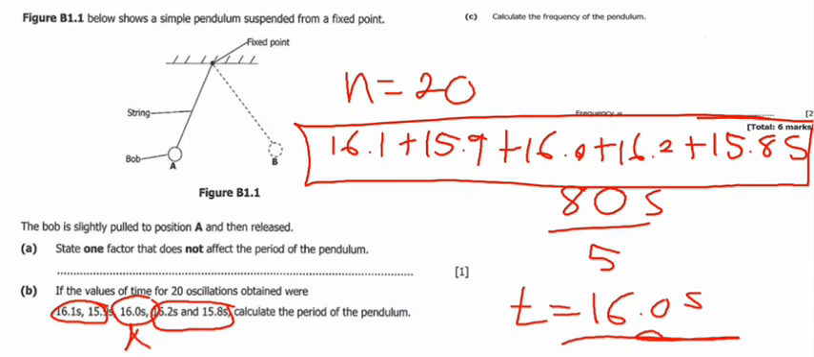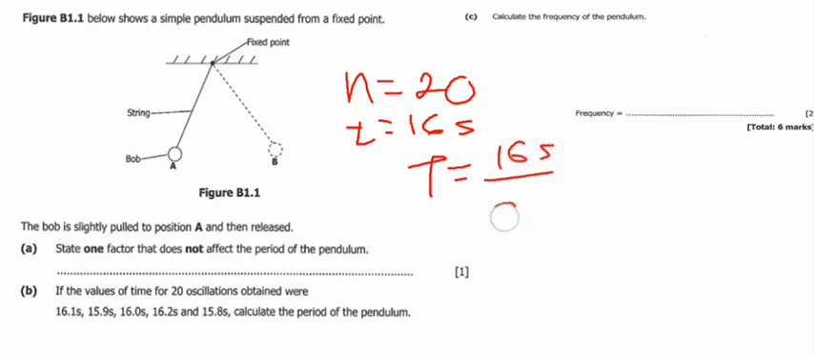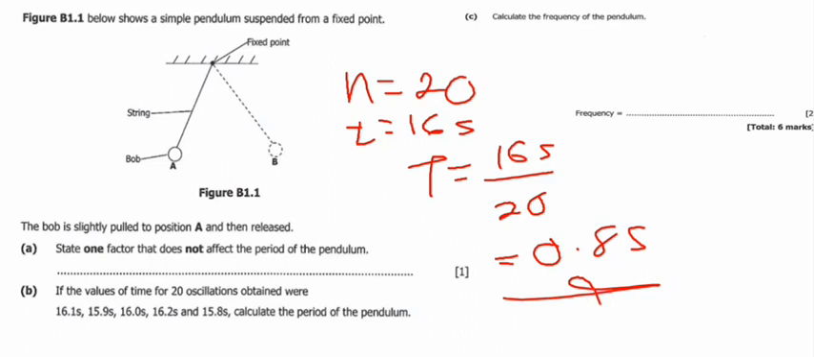So let's calculate the period of the pendulum. So we have the time which is equal to 16. You need to show all your working here, even where 16 is coming from. Don't just say 16, okay? So since we know that the period of the pendulum is equal to the time taken, in this case 16 seconds, divided by the number of oscillations, which is 20, our final answer is just going to be 0.8 seconds. So this is the period of the pendulum.